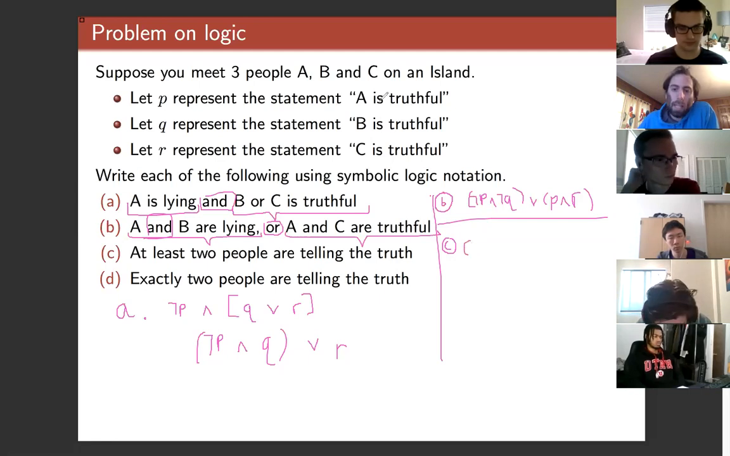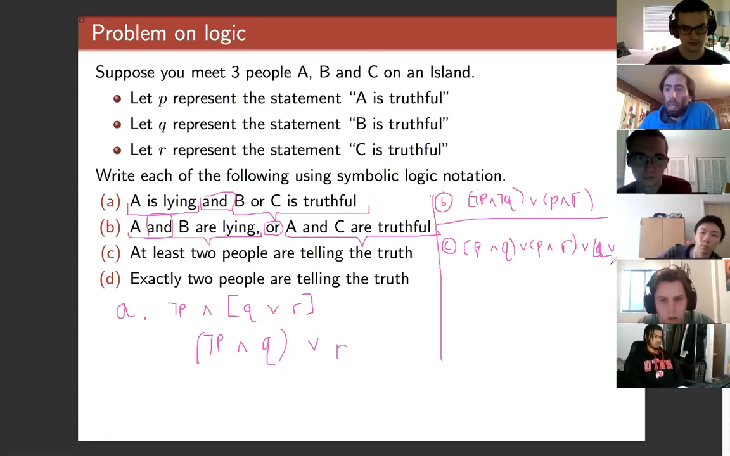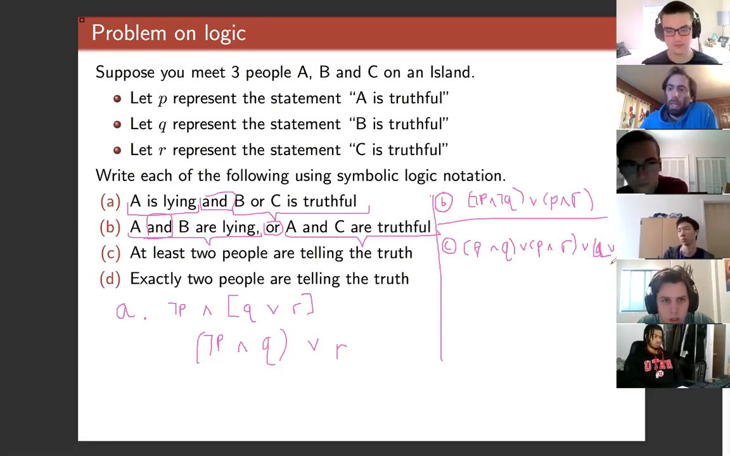So we have that A is truthful and B is truthful, so that would be P and Q, right? Or it could be that A is truthful and C is truthful, that would be P and R. And then it could be that B is truthful and C is truthful, so that's Q and R. All right, so David mentions a really good point, which is that there's actually a third case which represents at least 2 people being truthful, and that would be all 3 people being truthful. But we don't need to write that out.